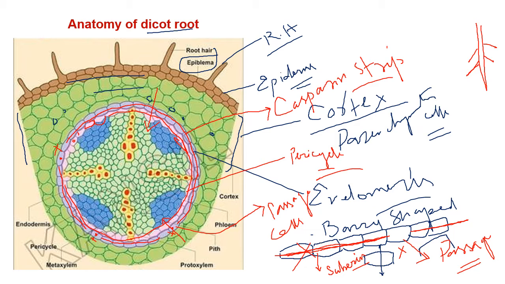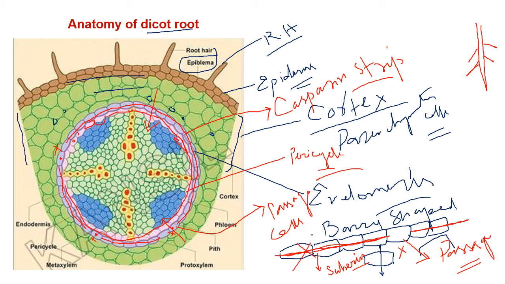And second, whenever secondary growth takes place in dicot roots, then this pericycle has a role in the formation of the vascular cambium, in the formation of the ring of the vascular bundle, that we will be discussing in a moment.